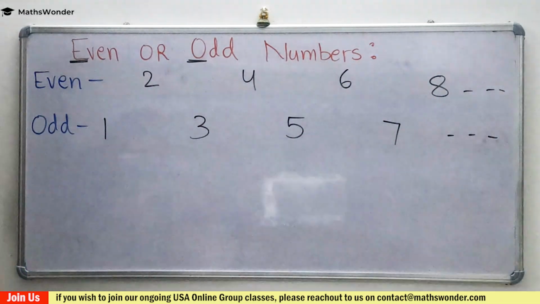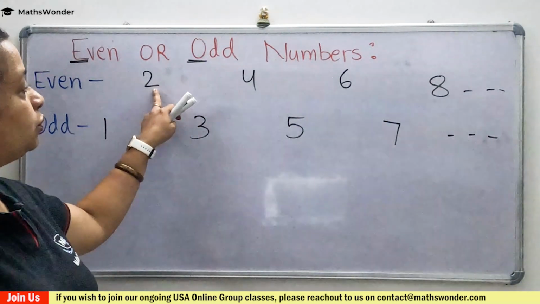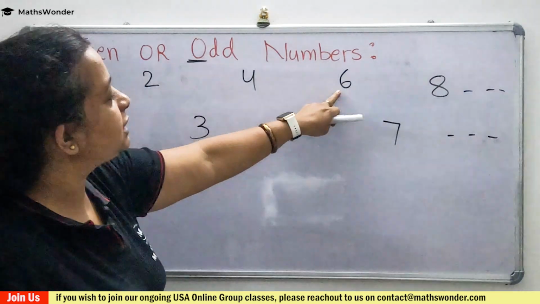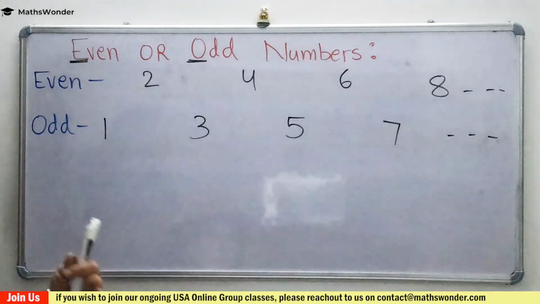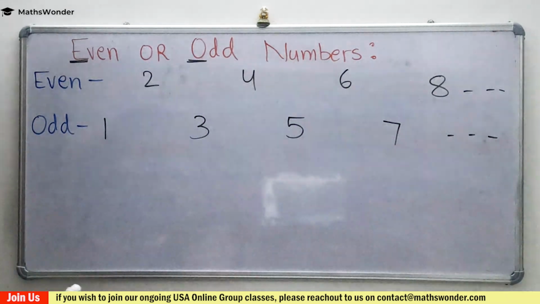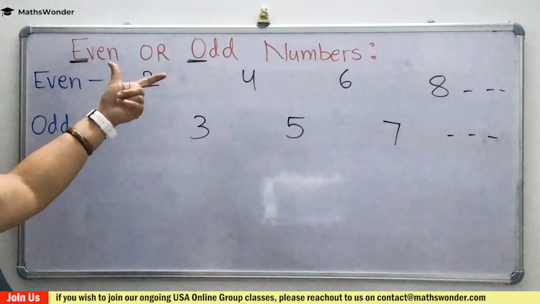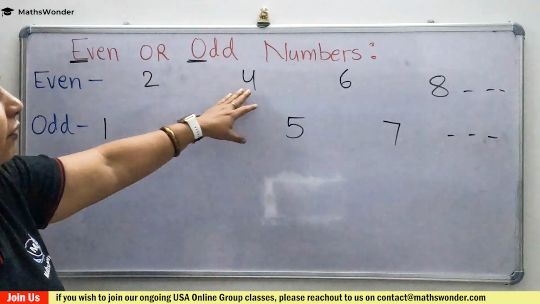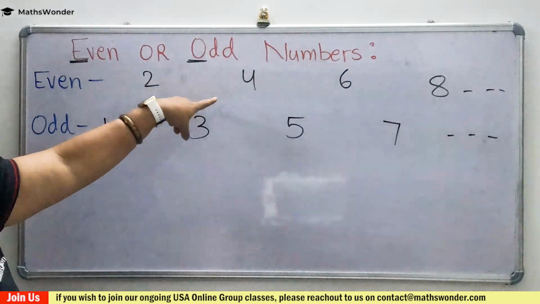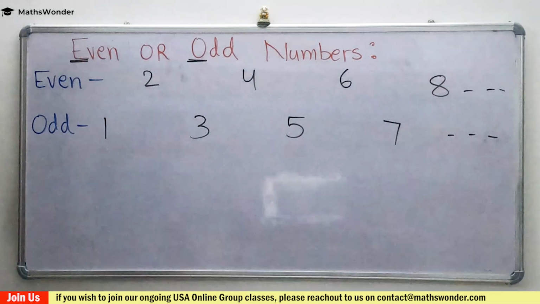The difference between two consecutive even natural numbers is always 2. 4 minus 2 is 2. 6 minus 4 is 2. 8 minus 6 is 2. So you will always observe that when you find the difference between two consecutive even numbers, you always get 2. These are the basic properties.